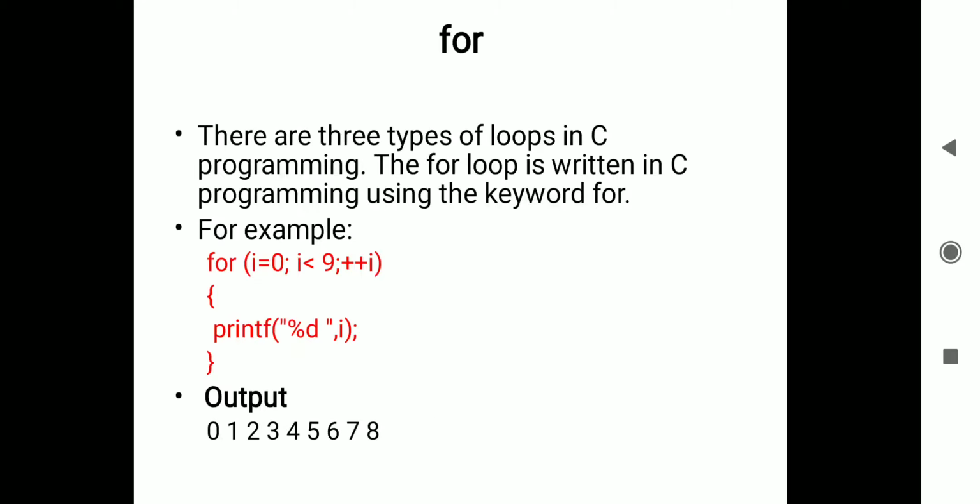Next is the for loop. There are 3 types of loops in C programming. The for loop is written in C programming using the keyword for. For example, in a for loop assign the minimum and maximum condition and then the increment of the variable. In the opening and closing curly brackets assign the printf command. The output of this program is 0, 1, 2, 3, 4, 5 up to 8 because the condition assigned is i less than 9.